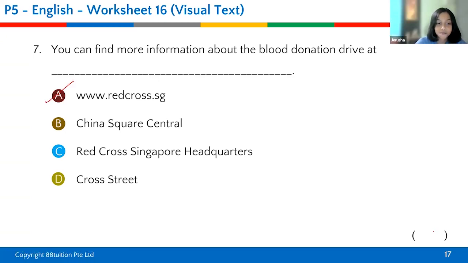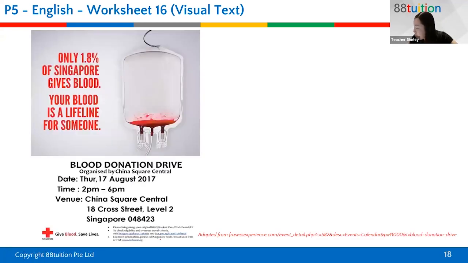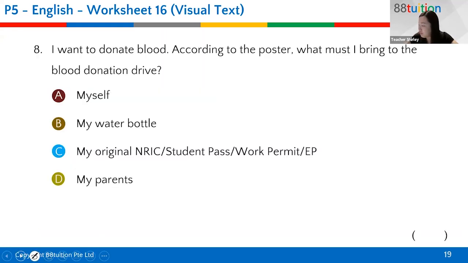Very good. Okay, I think it's in the fine prints below, right? It's here. For more information, you can visit www.redcross.com.sg. Okay, last question. As I mentioned, for visual text, there are 8 questions in total. Generally, most of the questions are literal. Maybe out of 8, there will be 5, but there will be a few which you might have to infer a little bit. I want to donate blood. According to the poster, what must I bring to the blood donation drive? Jerusha, call someone else.